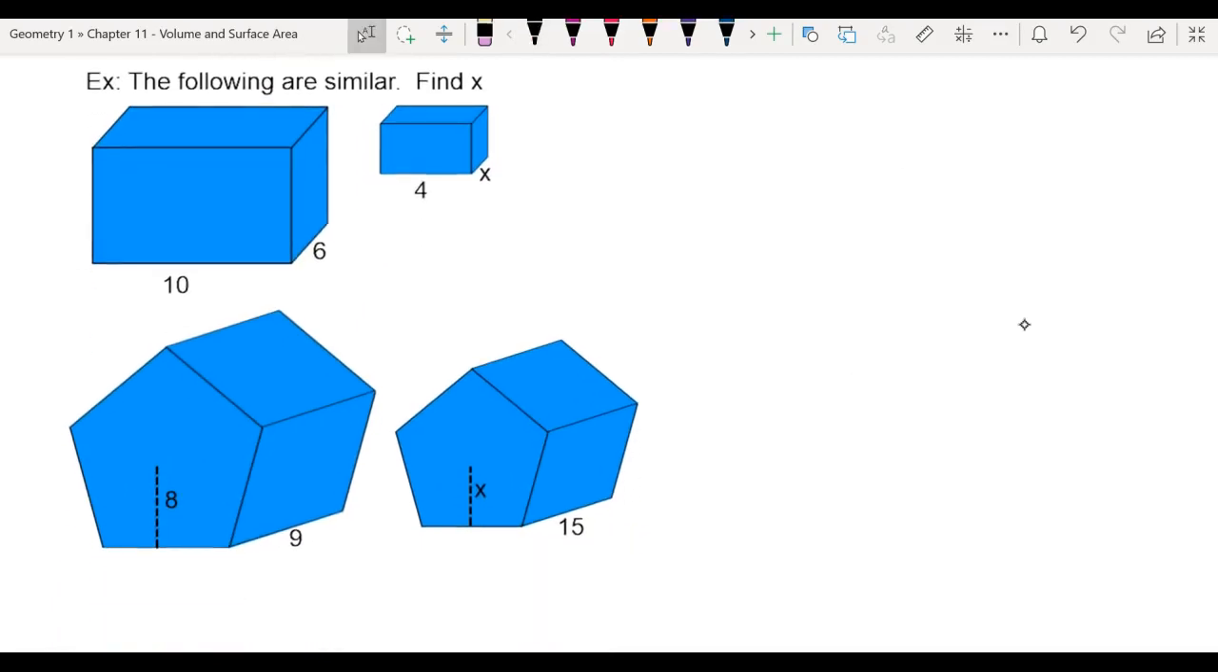All right. So it says the following are similar. Find x. The first thing you're going to do is these are relating the sides, correct? X is on a side, so we're going to use that first set of fractions. So we would do 10 over 4 equals 6 over x, making the sides that relate into their own fractions. Then, today is all about cross-multiplying. 10 times x is 10x. 4 times 6 is 24. Then you would divide each side by 10 to get x equals 2.4.